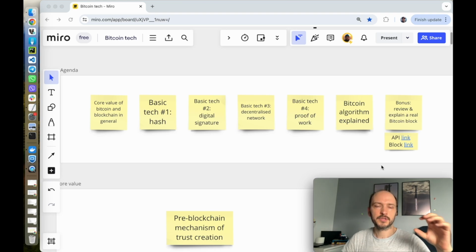I will show you its inner structure, where you can get it, and how you can review it, so that you will be able to analyze it. It's basically a data set, if you want. So let's start.